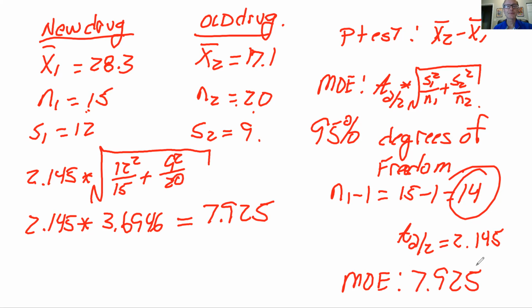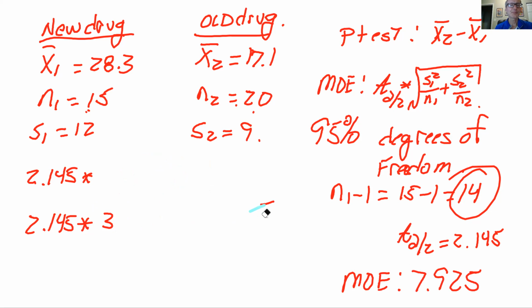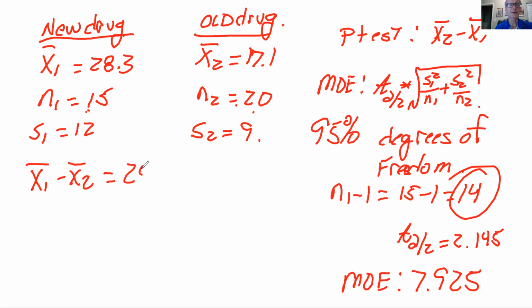Okay, what's next? We need to find our point estimator here. The point estimator hopefully is the easiest one. That would be x1 bar minus x2 bar, which is 28.3 minus 17.1. If you did that calculation, this would be 11.2. It's good that the new drug is quite a bit better than the old drug, by 11.2.